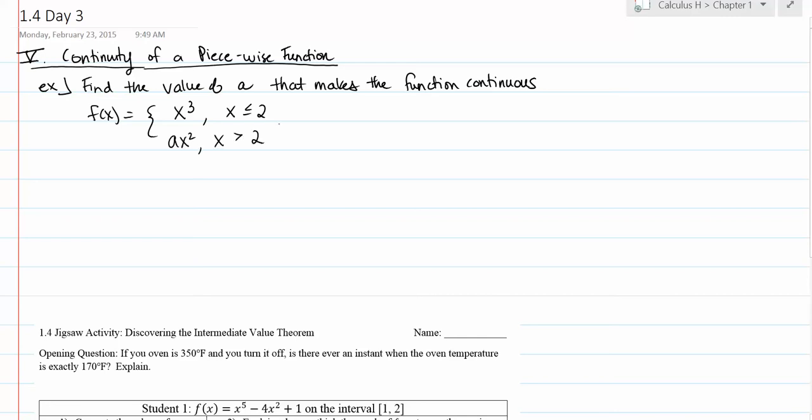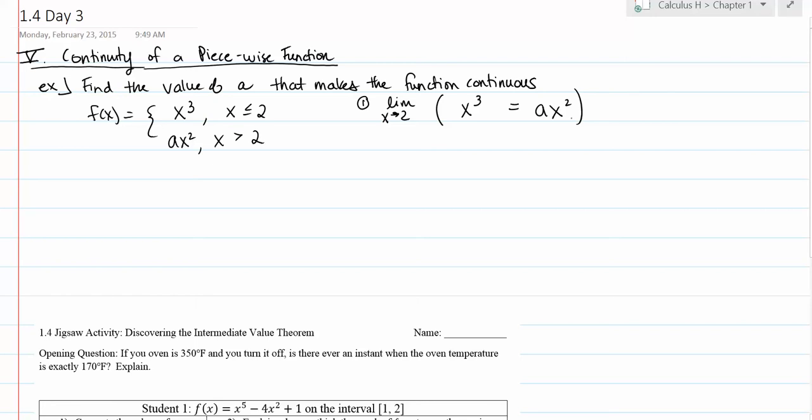All right, so we know that we want to make sure this is continuous. The only spot where it could possibly be discontinuous is at x equals 2, because we could have a jump in the graph. We know x cubed and x squared are both continuous functions. So what we're going to want to do is make sure that the limit as x approaches 2, from the left-hand side of x cubed, needs to equal the limit as we approach it from the right-hand side of ax squared.